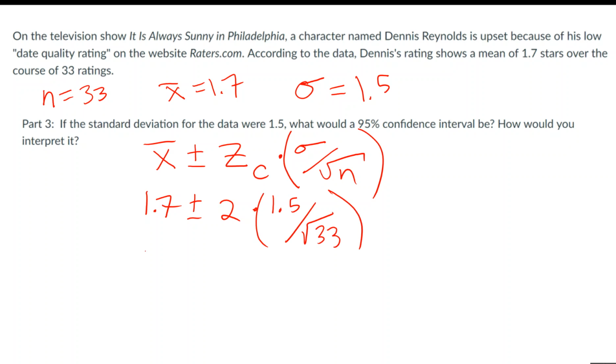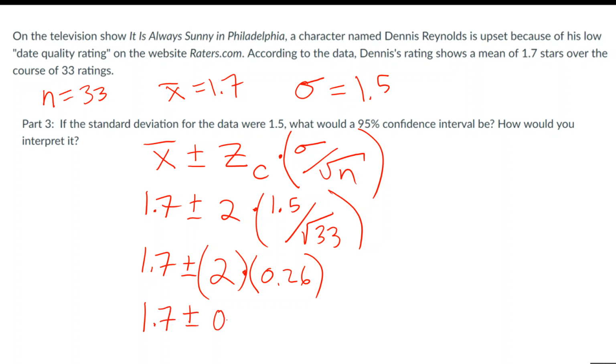So let's simplify this. We get 1.7 plus or minus 2. Leave that 2 for a moment. 2 times 0.26. Simplify the right side to get the entire margin of error. We get 1.7 plus or minus 0.52 stars. Now it's a half a star over there on the margin of error. We'll consider the relationship between the standard deviation in part 1, part 2, and part 3, and the width of the interval in part 1, part 2, and part 3.